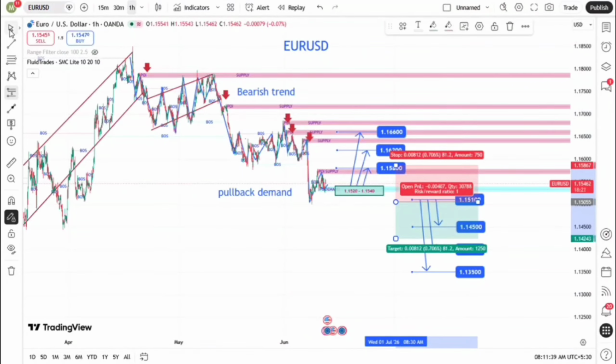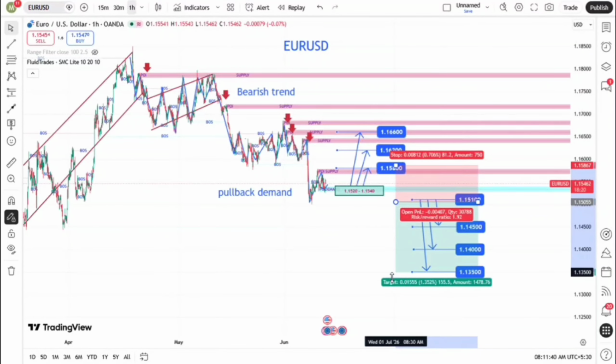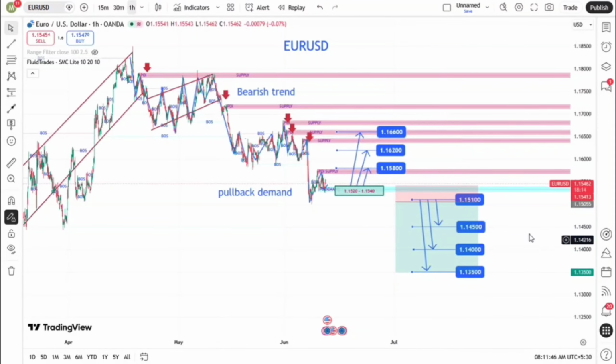Thoroughly analyze these structural parameters. Always manage your risk effectively, closely monitor the institutional footprints, and wait for clear structural confirmation before committing trading capital today.